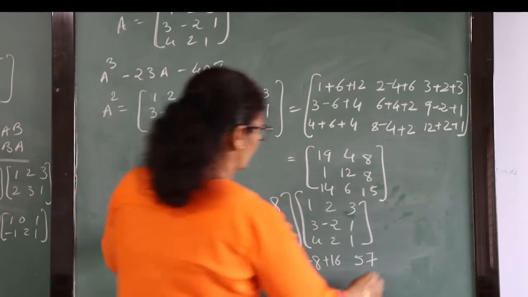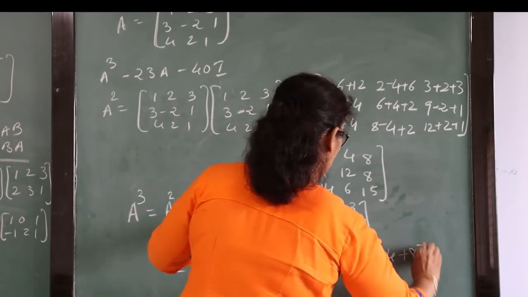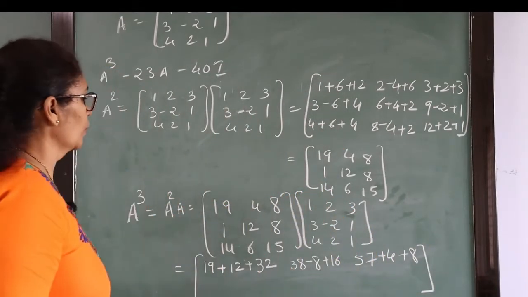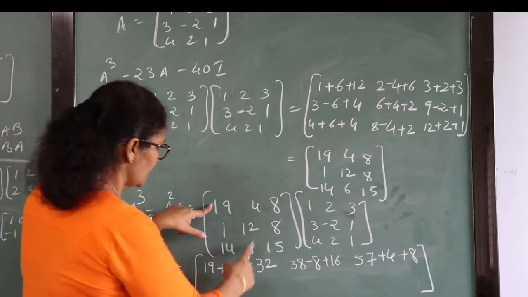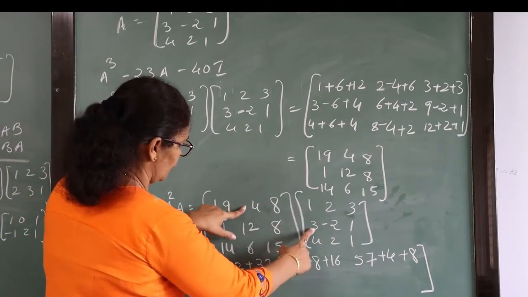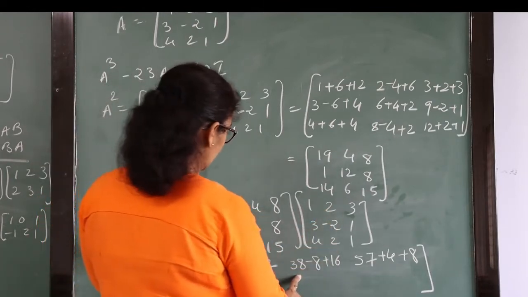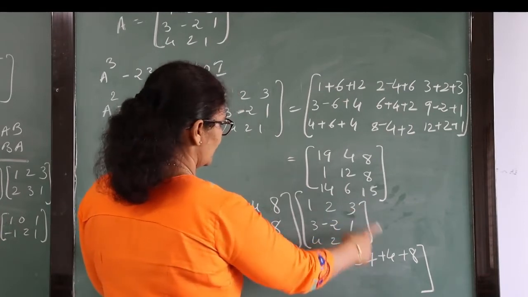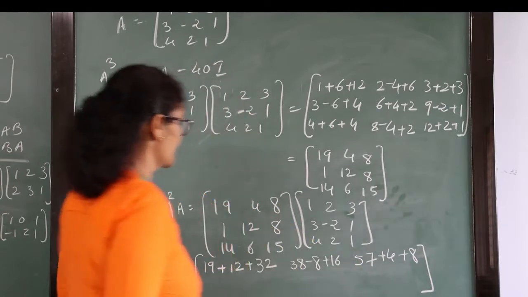Now 4 1s are 4 and 8 1s are 8. Now check it once, so it will be more clear to you. Check it. 19 into 1 is 19, 4 3s are 12 and 8 4s are 32. 19 2s are 38, 4 2s are minus 8, 8 2s are 16. 19 3s are 57, 4 1s are 4 and 8 1s are 8.